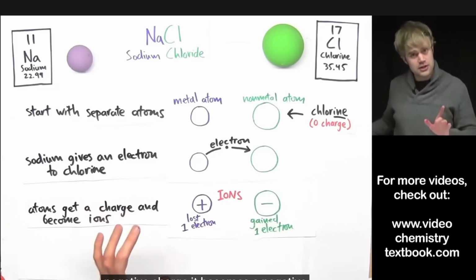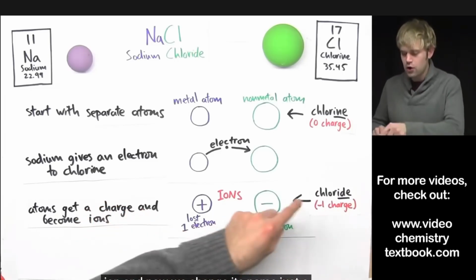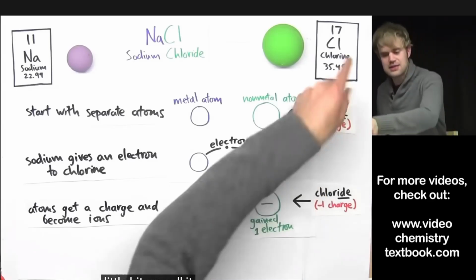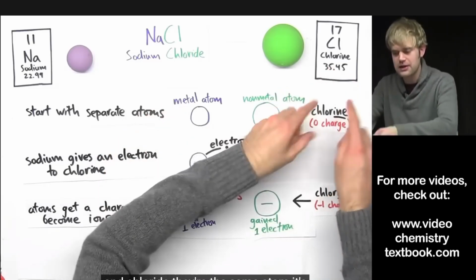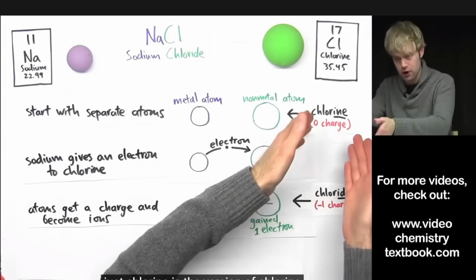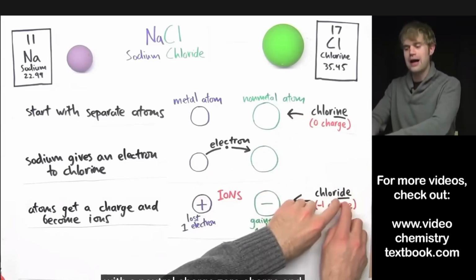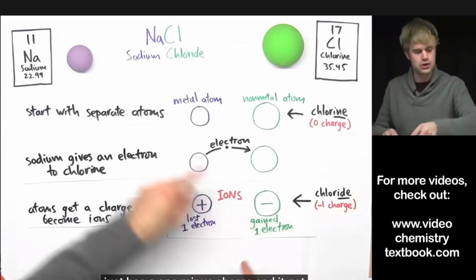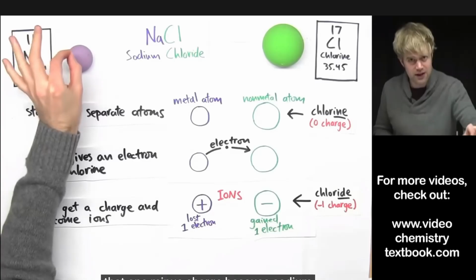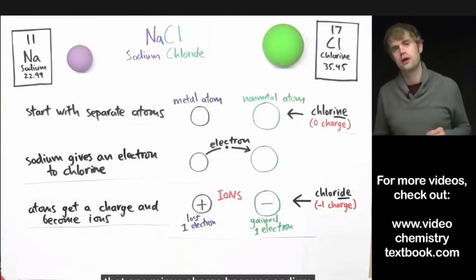And now we change its name just a little bit. We call it chloride. So it's the same atom, chlorine and chloride. They're the same atom. It's just chlorine is the version of chlorine with a neutral charge, zero charge. And chloride is the version of chlorine that just has a 1 minus charge. And it got that 1 minus charge because sodium gave one of its electrons to chlorine.